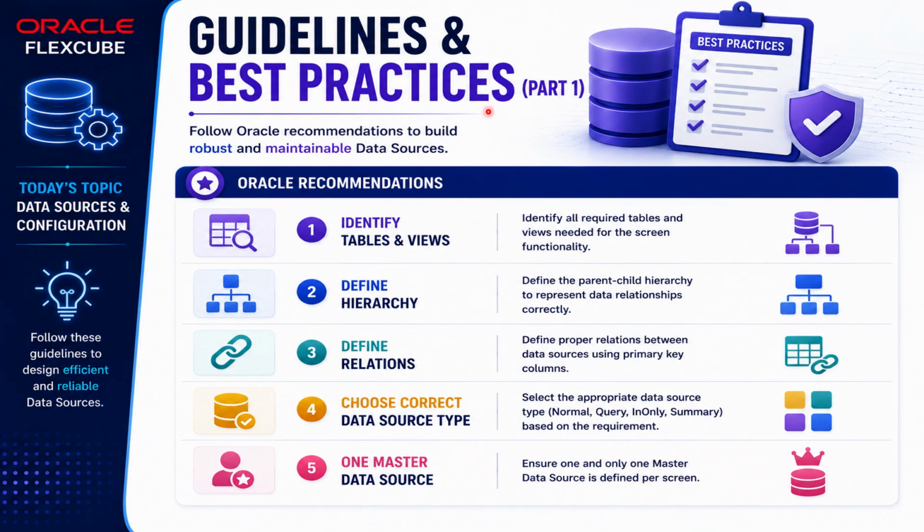Guidelines and Best Practices Part 1. Oracle recommends following a defined sequence while creating data sources. First, identify all tables and views required for the function. Next, establish the hierarchy, relations, and relation types among those data sources. Ensure that the complete and correct relationship is defined. Select the appropriate data source type, such as normal, query, in-only, or summary. Also ensure that the function has only one master data source. These steps help create a stable foundation before moving to data blocks and screen design.